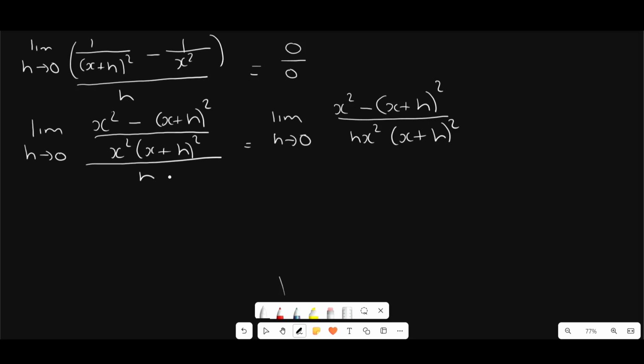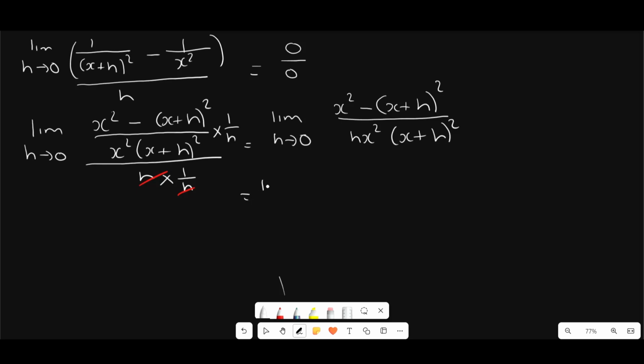Whenever I want to take this on top, I'm going to times this by 1 over h. Whatever I do on the bottom, I'll do on top as well. These two will cross cancel, and hence the h will be here on the bottom. I hope that you can see the h there.